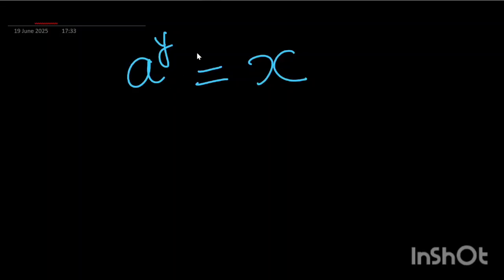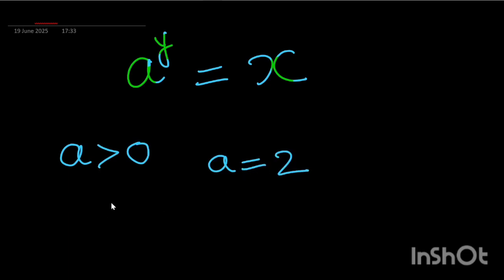Let's see a relation between three numbers, which are a, y and x. Let's take an example here. Let's say a is a positive number that I fix. So let's take an example of a to be 2, and y to be any real number. So y can be positive, y can be negative.